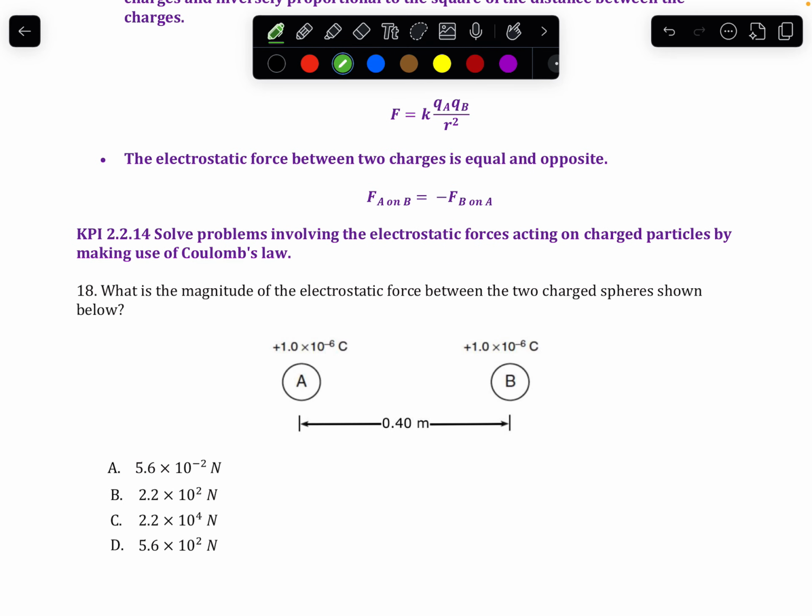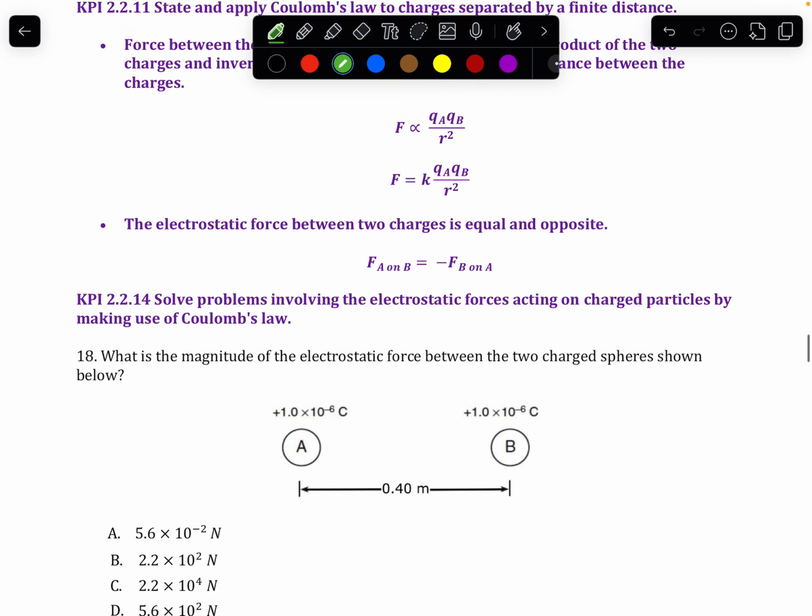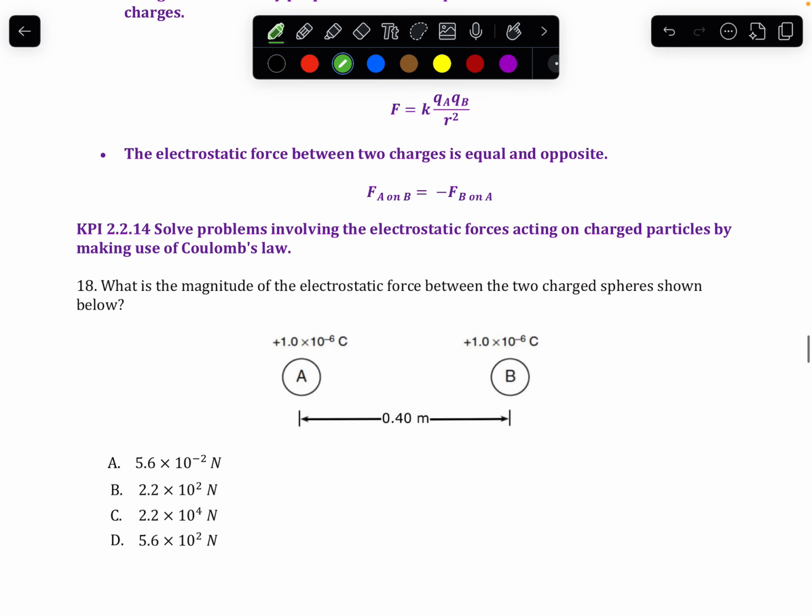Now, applying Coulomb's law, the interaction, the action-reaction of the electric force between two charges. For example, here, what's the magnitude of the electrostatic force between the two charged spheres?